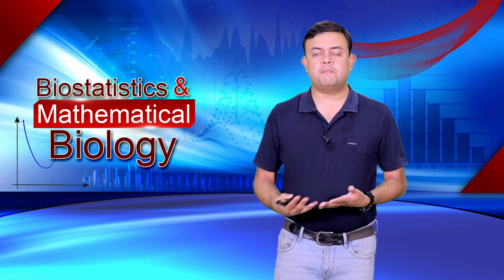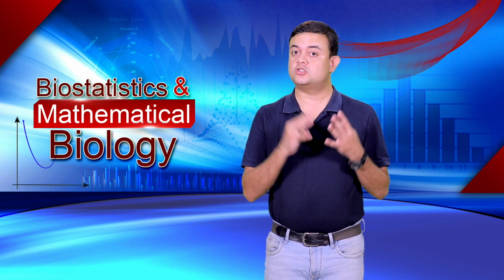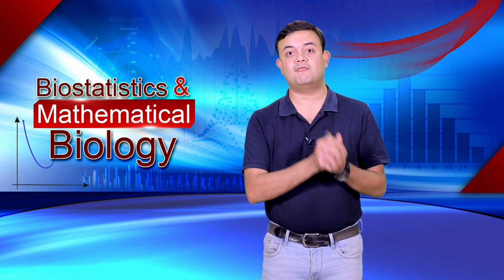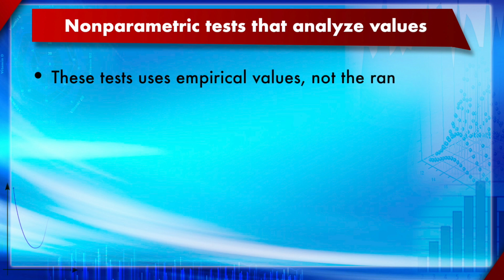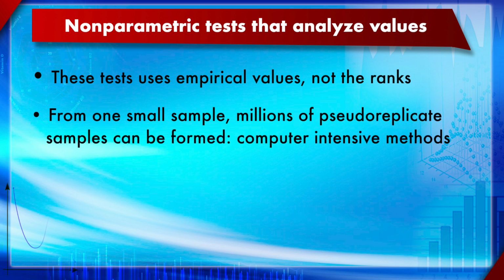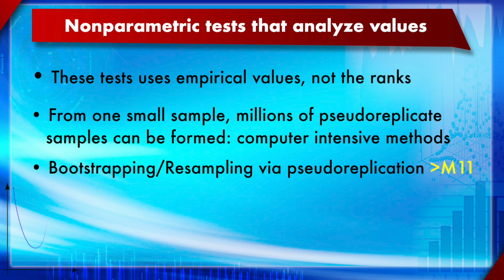Well, there are other kinds of non-parametric tests that analyze the values. They are not really analyzing the rank, but exactly the values. These are based on the empirical values, not the rank. So from one small sample, millions of pseudo-replicate samples can be formed. These are called computer intensive methods. For example, if you have a small sample of 8, you can resample the same data again and again to make millions of samples.